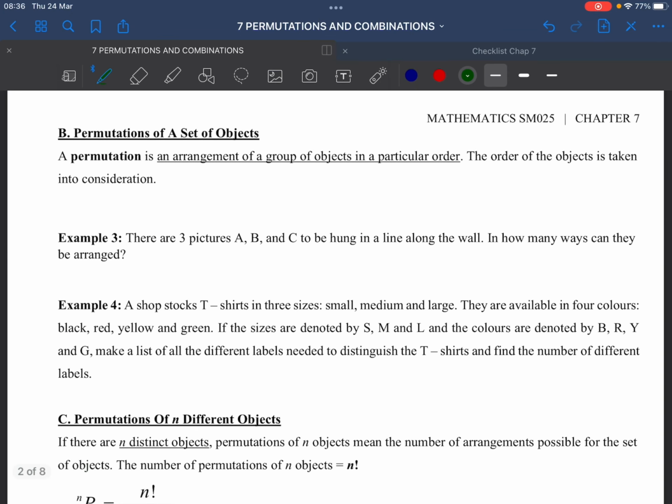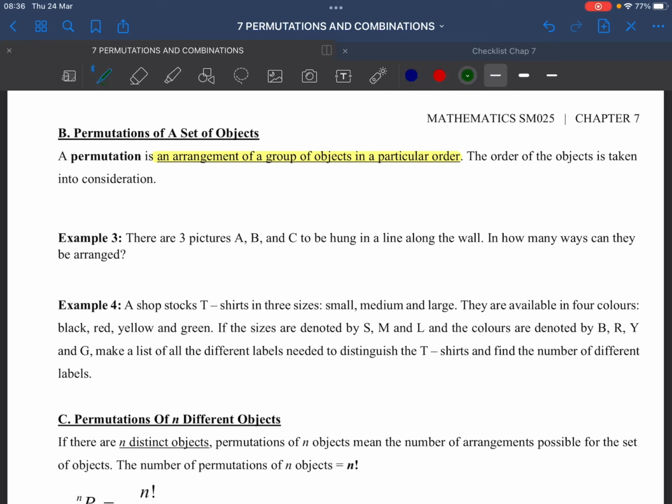Okay, so next we are going to see permutation of a set of objects. As I said before, permutation is an arrangement of a group of object in particular order. Permutation, order sangat-sangat penting. Order diambil kira. So the order of the object is taken into consideration.